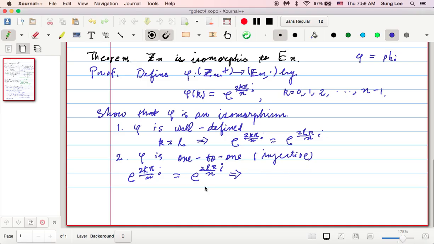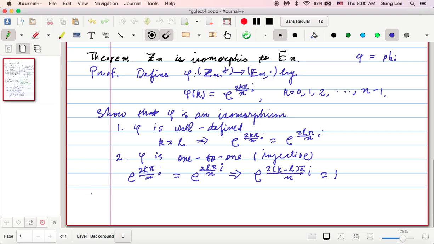So what this means is, if you multiply each side by e to the negative 2l pi over n times i. And then what do you get? This implies that e to the 2 times (k minus l) pi over n i is going to be 1.